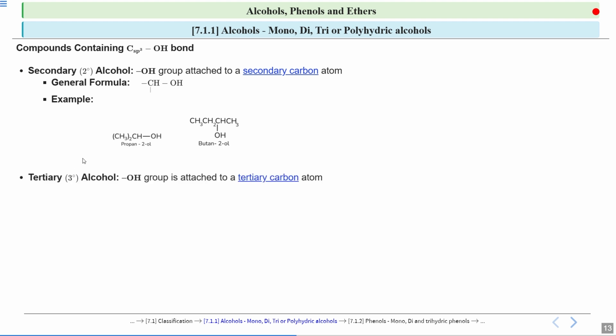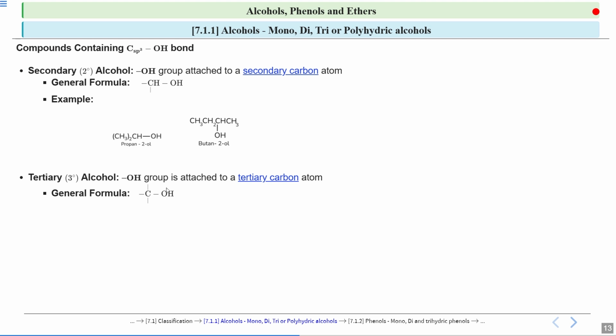Now the tertiary alcohol. A tertiary alcohol is one in which the hydroxyl group is attached to a tertiary carbon atom, or the carbon atom which is attached to three other carbon atoms. So they are tertiary alcohols. The general formula for a tertiary alcohol is C, making 3 bonds with other substituents and 1 bond with the hydroxyl group.